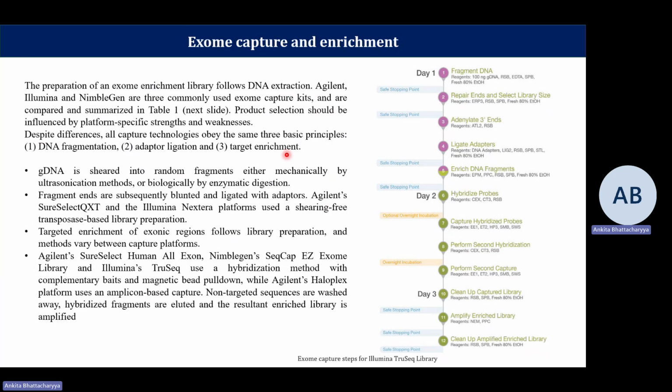In contrast, Agilent's Haloplex platform uses an amplicon-based capture. Now, non-target sequences, in this case, they will be washed away, they'll be gotten rid of, and what you actually need will be then amplified.